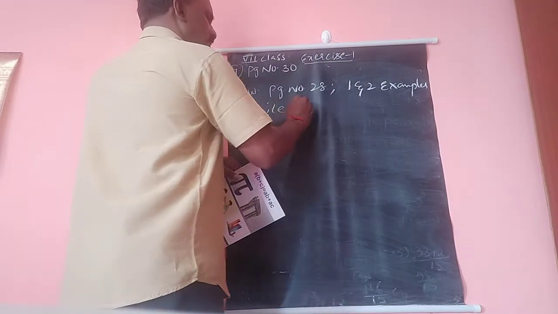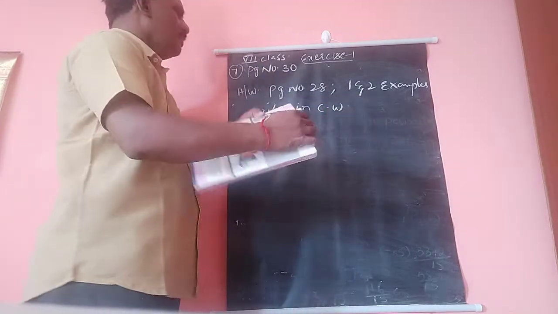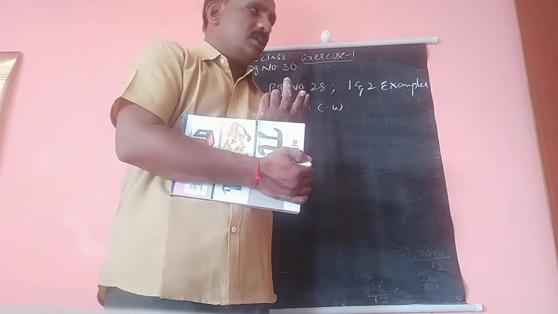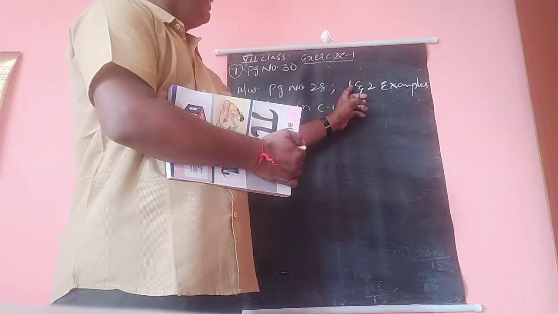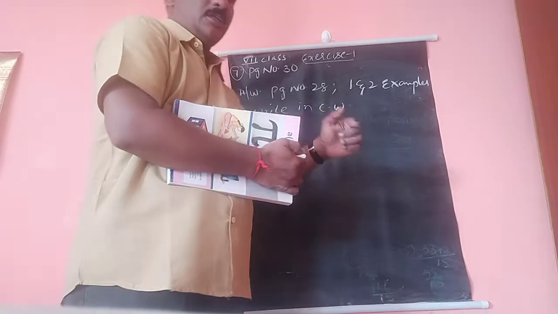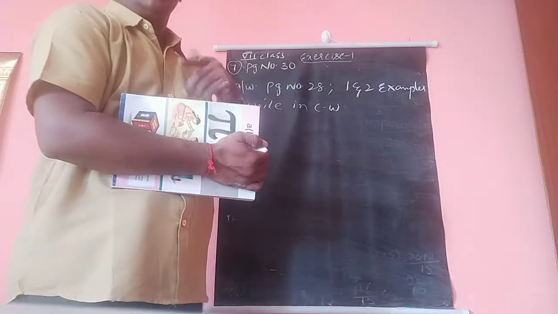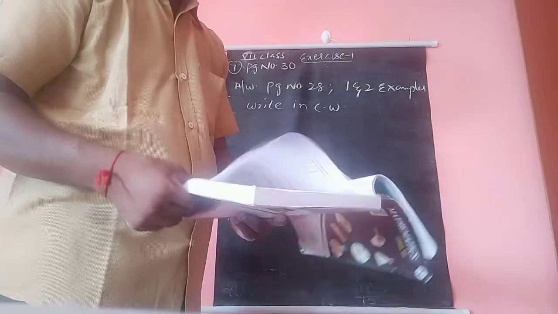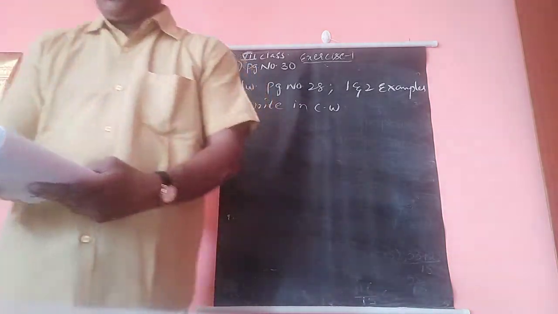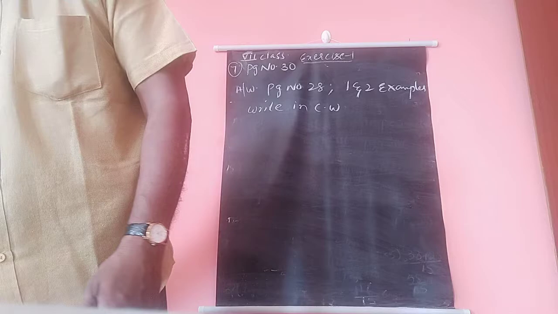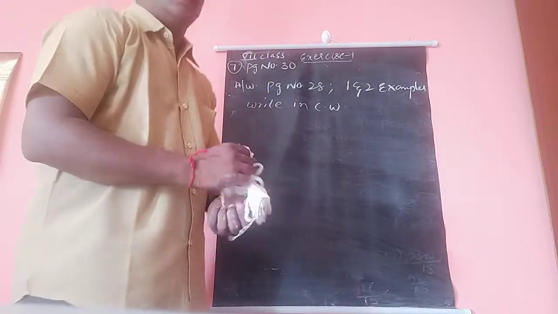Write in CW. Children, on page number 28 there are 3 examples. One example I already explained, you can write it also, then you can finish. Still remaining 1 and 2 examples, you can write in CW. The solution also is there in the textbook. Okay, children, then we'll go for the second exercise. Second exercise means multiplications.